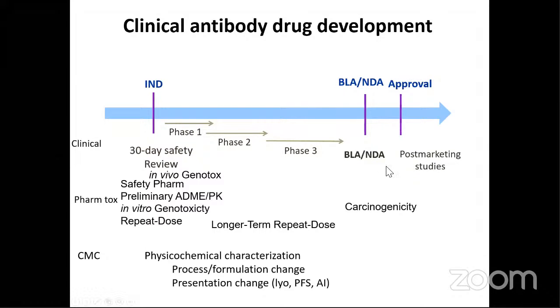So at the end of the phase 3 studies, you file your BLA or NDA as the case may be, and that's where carcinogenicity data is also very important. And what we have seen in terms of biologics specifically is that a lot of data is considered a post-marketing requirement or commitment after the NDA is approved.